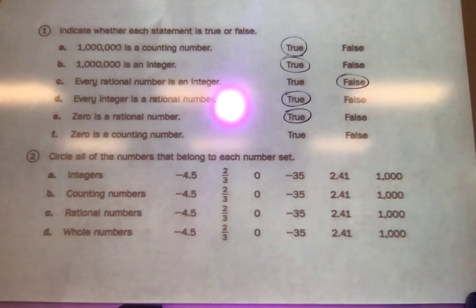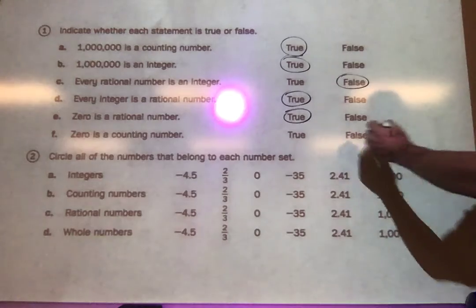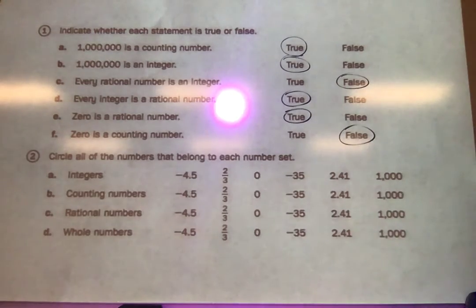Question F, 0 is a counting number. This is false. 0 is not a counting number. You can't count it. You can't see it because there's nothing there, so there's nothing to count. So it is not a counting number.